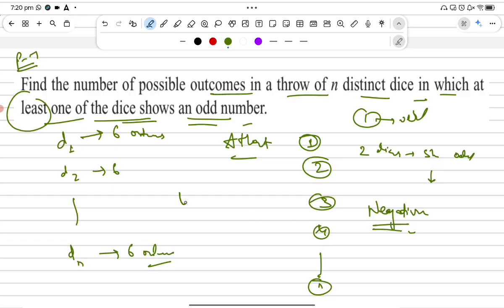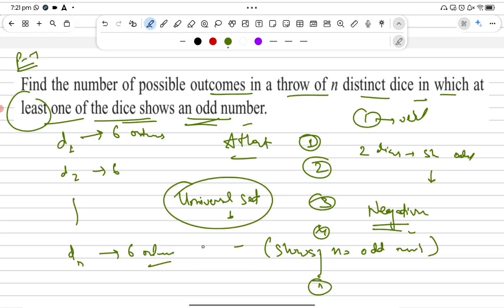We basically take the universal set, that means total number of possible outcomes, every possibility we take, and subtract what? Subtract what is not to be done as per the problem. The problem says shows at least one odd number. So we'll subtract what? Shows no odd number. So universal set, first of all, each of these has 6 outcomes, and there are n dice, so it's going to be 6 to the power n, the universal set. Now, shows no odd numbers.